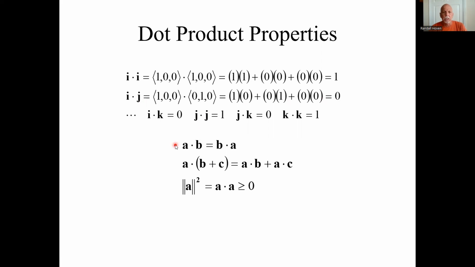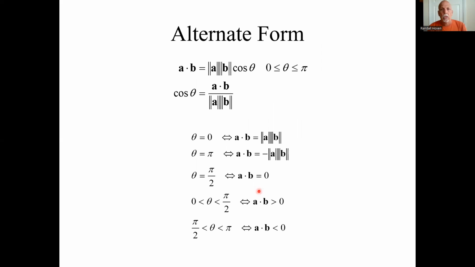Here's some properties. It is commutative. So A dot B equals B dot A. It's distributive. And by the way, A dot A, or a vector dotted with itself, gives you the squared norm of that vector. It'll always be greater than or equal to 0. An alternate form, this could be derived from the way we defined it using a law of cosines, or we could have defined the dot product this way and derived the other way that we defined it earlier.